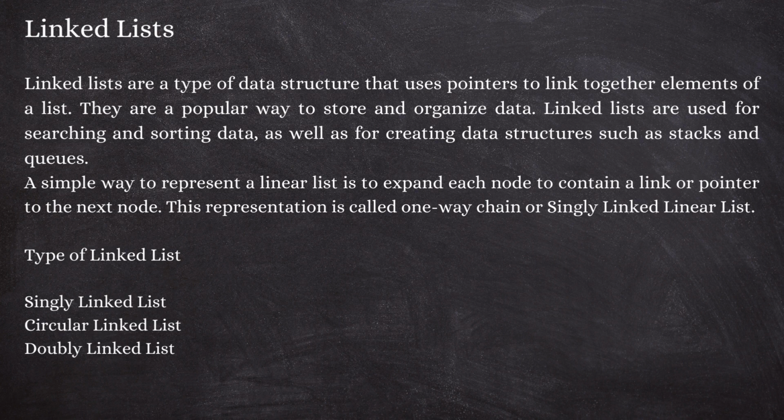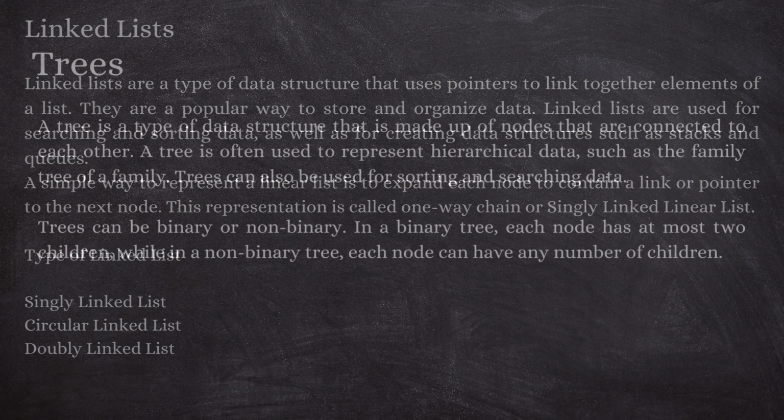Linked lists. Linked lists are a type of data structure that uses pointers to link together elements of a list. They are a popular way to store and organize data. Linked lists are used for searching and sorting data, as well as for creating data structures such as stacks and queues. A simple way to represent a linear list is to expand each node to contain a link or pointer to the next node. This representation is called one-way chain or singly linked linear list. Types of linked list: singly linked list, circular linked list, doubly linked list.